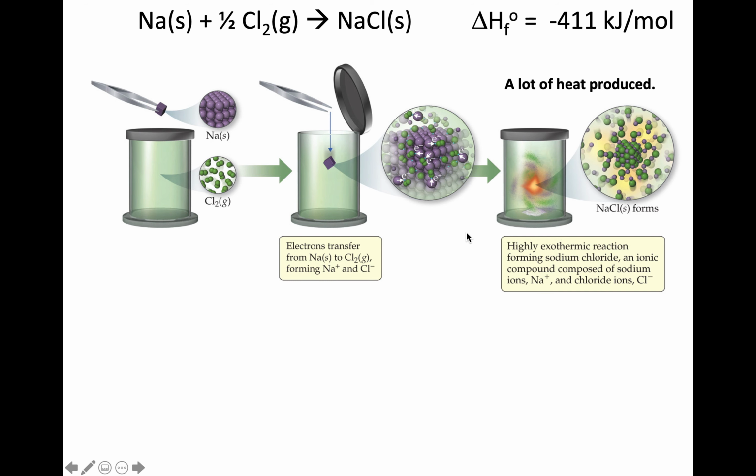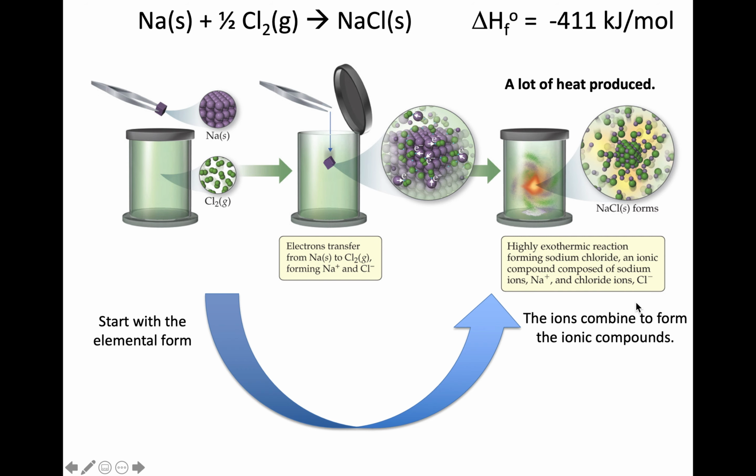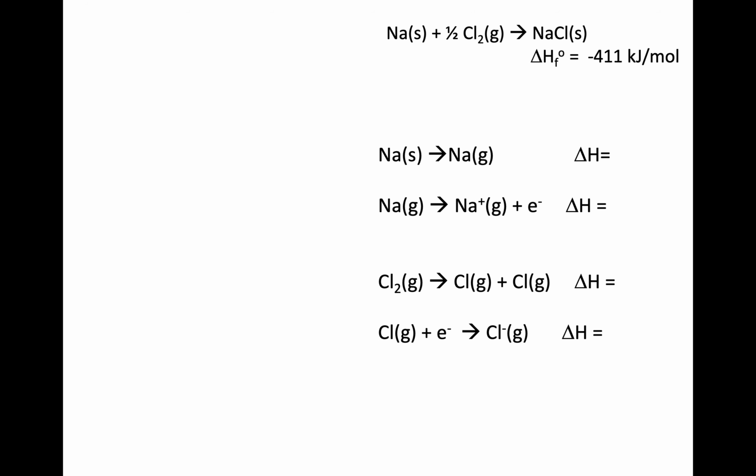As the image says here, it's highly exothermic as we have the coming together of the sodium ions and the chloride ions. So this is describing starting with the elemental form for the sodium and the chlorine and seeing what it means to have the ions now combined to form the ionic compound. Let's consider the energetics more closely here.